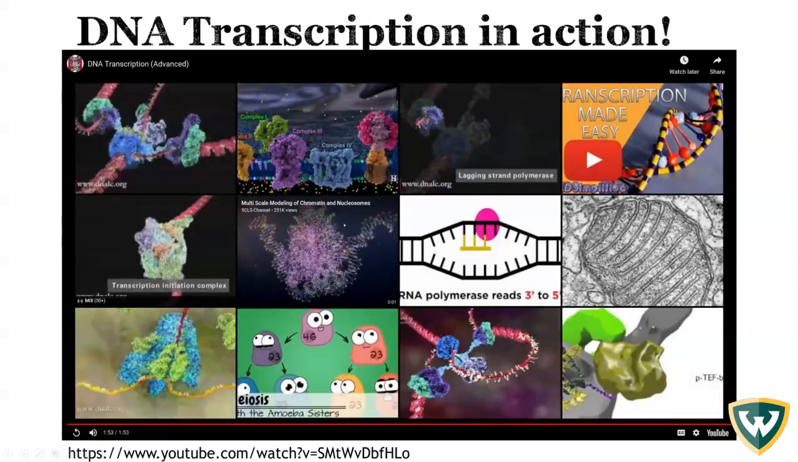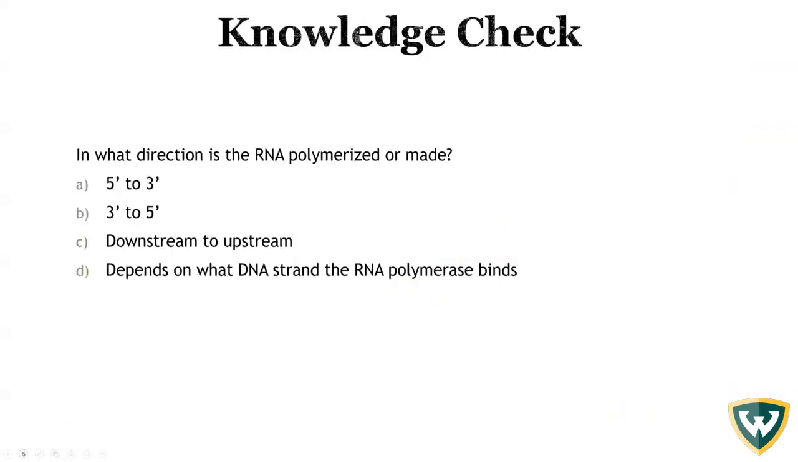So you can see there, again, what's really interesting about these videos is the rapidity with which things are made within the cell and how quickly it happens. But you could see the initiation, elongation, and eventual termination of the RNA transcript based off that one side of the DNA. So let's do another knowledge check.